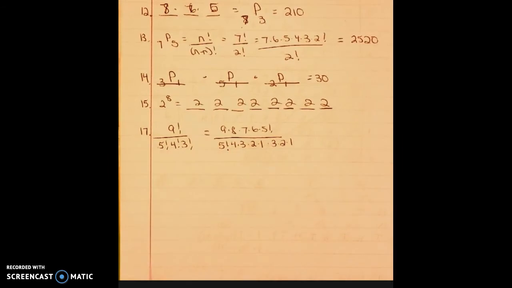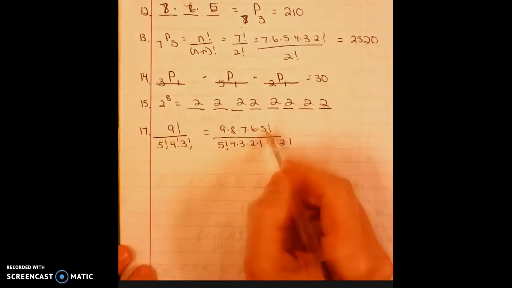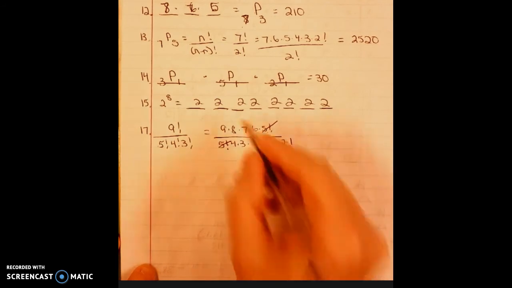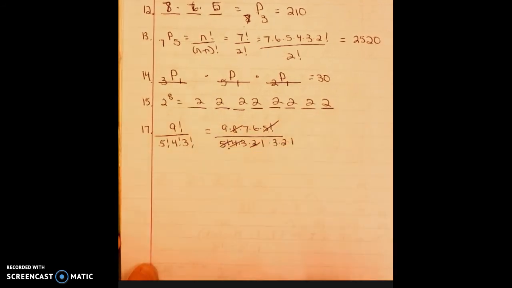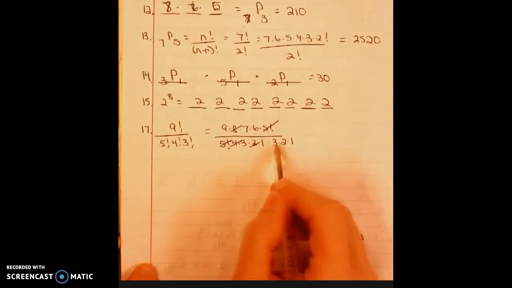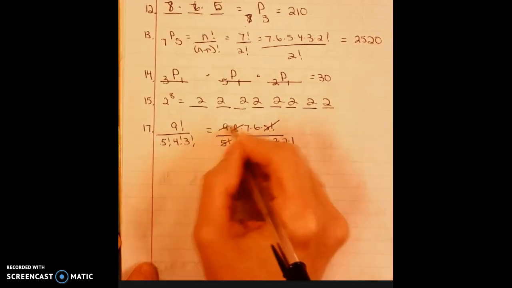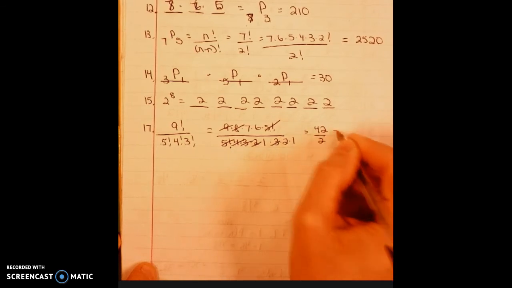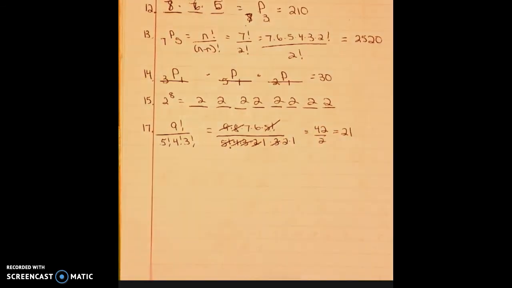Okay, so the first thing, I expanded the 9 factorial down to 5, so those can cancel out, and then I'm just canceling out common factors between the numerator and the denominator. I have 4 times 2, which is 8, so that can cancel with the 8 in the numerator. I have 3 times 3, which is 9, so that can cancel with the 9 in the numerator. I finally see 42 over 2, eventually simplifies to 21.